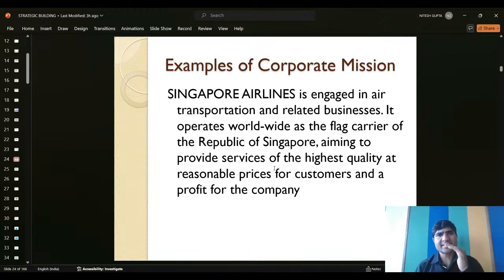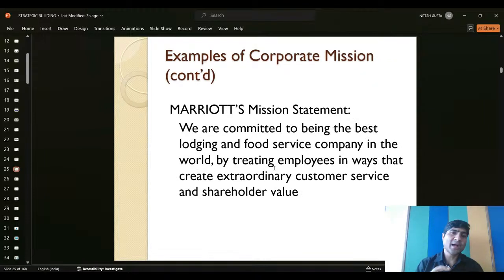Now, examples of corporate mission. I'm giving you the example of Singapore Airlines. Singapore Airlines is engaged in air transportation and related businesses. It operates worldwide as the flag carrier of the Republic of Singapore, aiming to provide services of the highest quality at reasonable prices for the customer and a profit to the organization. So, this is how they transform it into the mission.